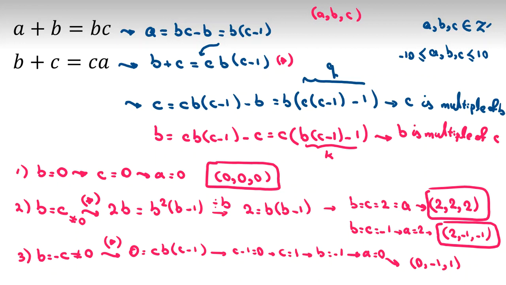Now we found all the answers. We can also erase the condition that they are between negative 10 and 10. For all integers, we found these four answers. Let's check them. Okay.